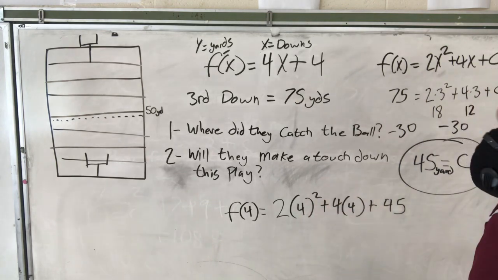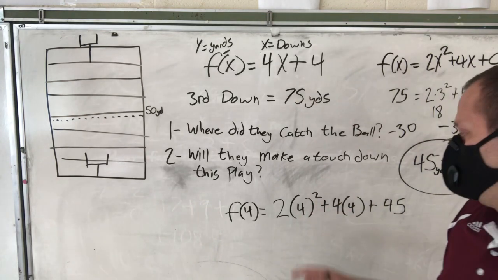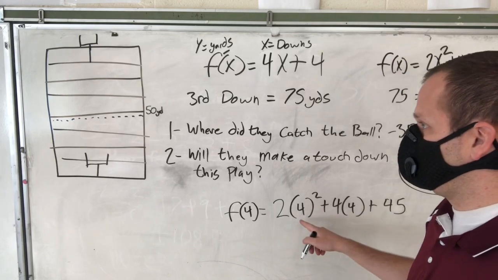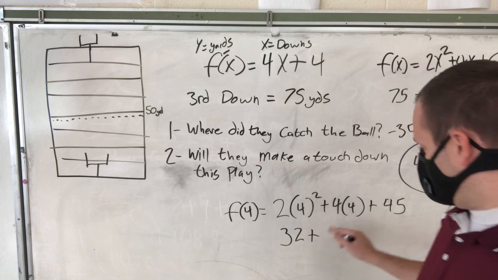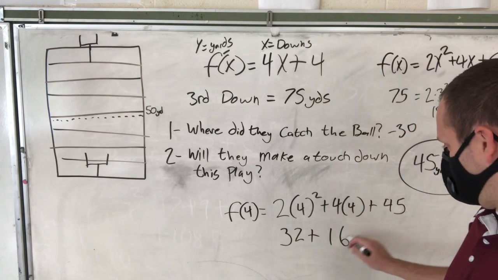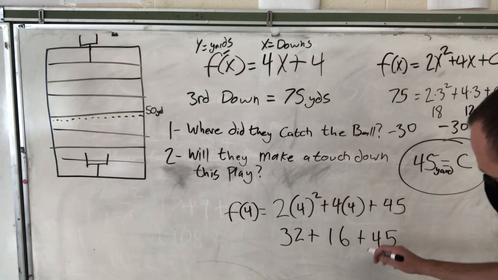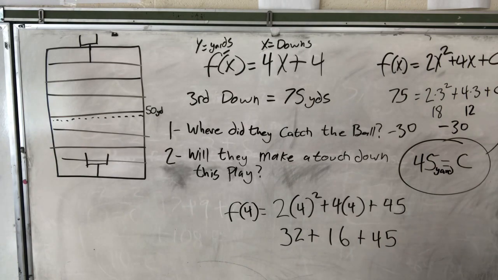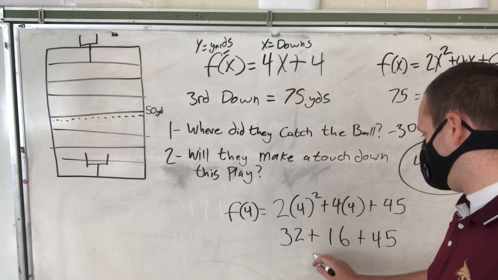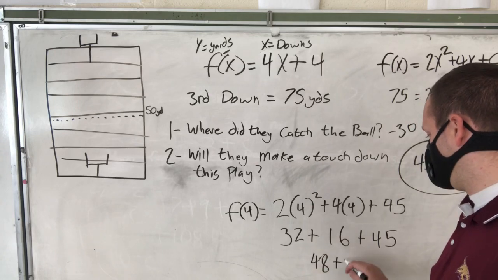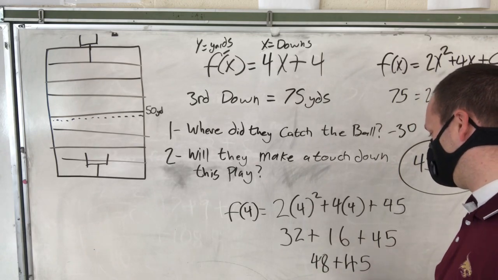2 times 4 squared, that's going to give me, let's see here, 4 squared is 16. 16 times 2 is 32. Plus 4 times 4 is 16, plus 45. It looks like we might be close. Where did they end up taking down this quarterback, or whoever it is? Well, 32 plus 16, that's 48. Plus 45, ooh, they're just barely short.